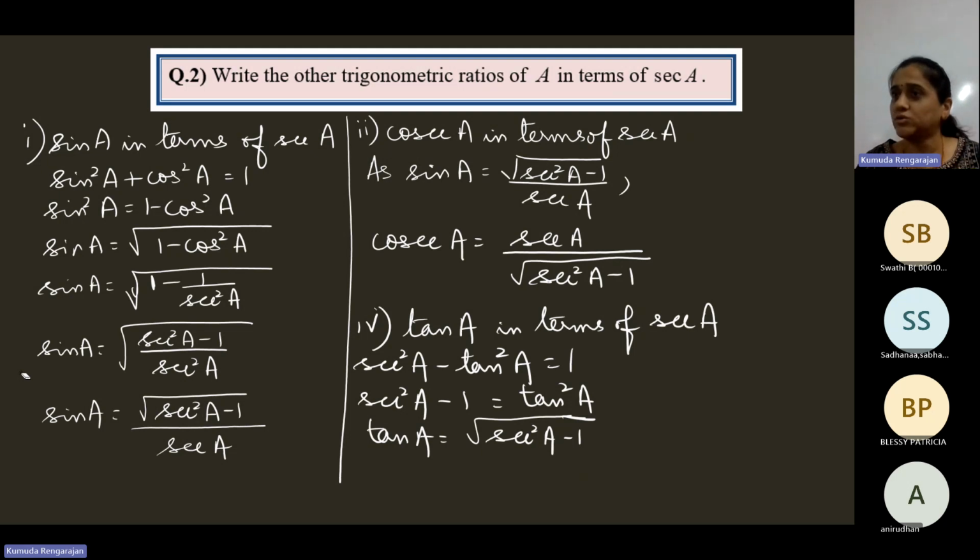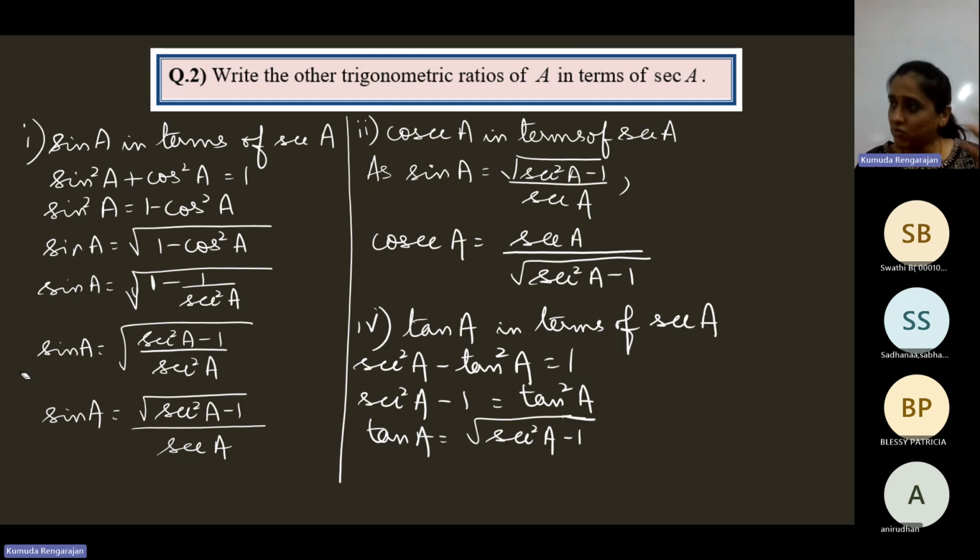Sine A, once you write it, write cosecant A immediately because it's just going to be the reciprocal. If you write later, maybe we'll forget. We'll again try to derive it. So once you write sine A, immediately write cosecant A because we just have to invert it and write it.